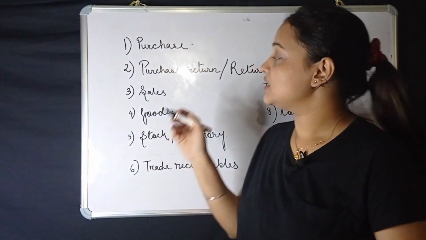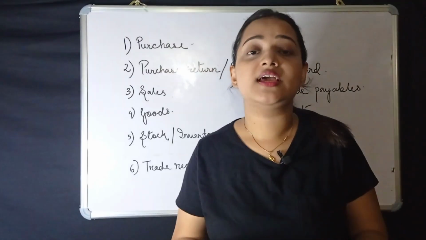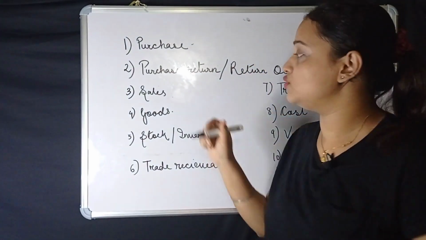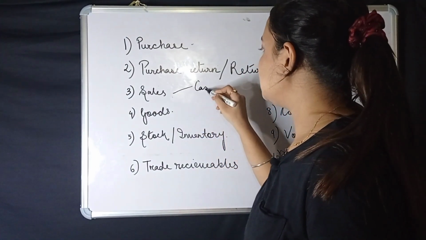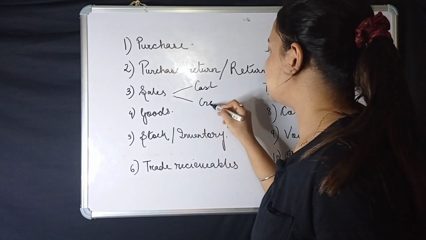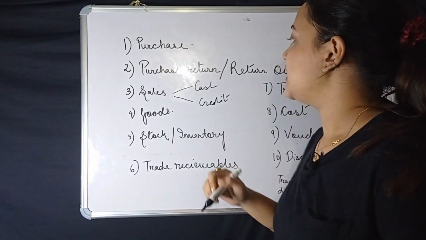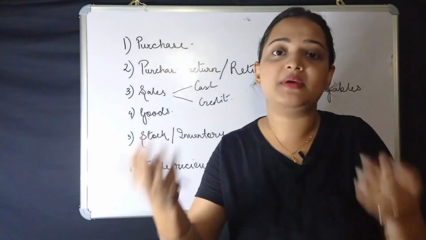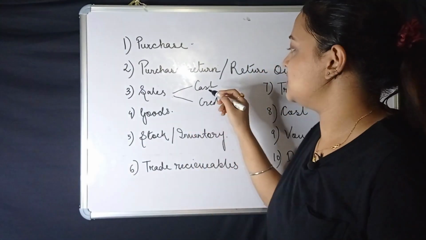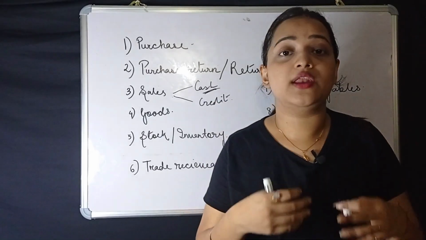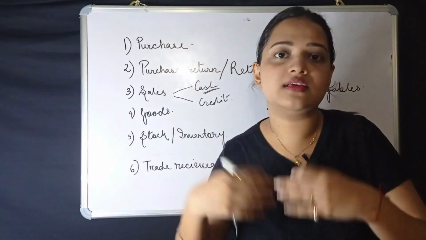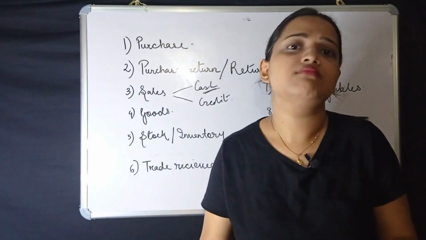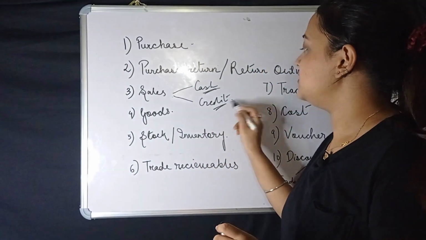The third term is sales. So in commerce, it means the sale of the goods of a business. All right. Sales can be of two types: cash sales and credit sales. If I sell a good to a customer and the customer pays me cash immediately, it is known as cash sales. And when the customer tells me, I'm taking this good today, but I'll pay you after 2 days or 10 days or a month, that is called credit sales.